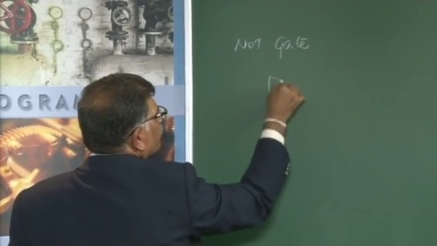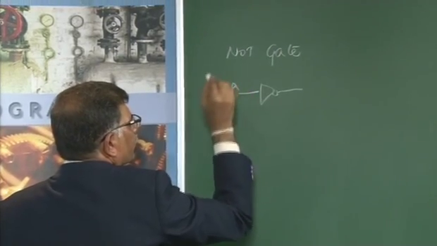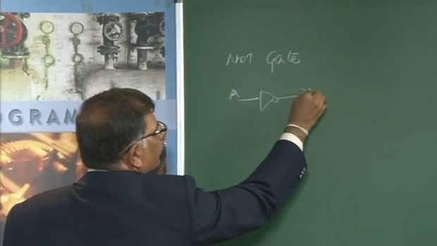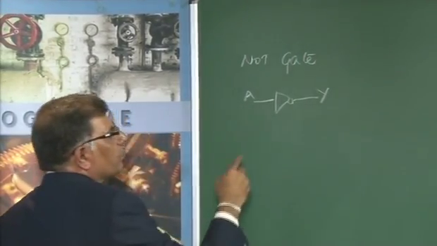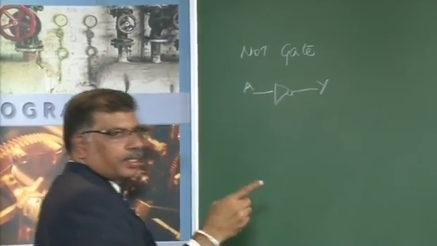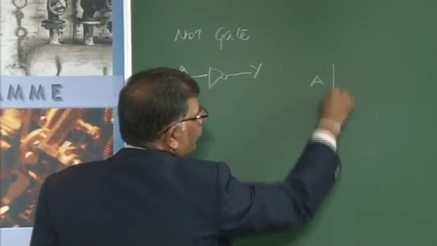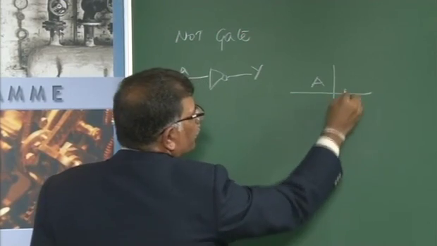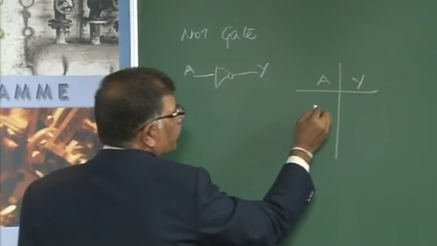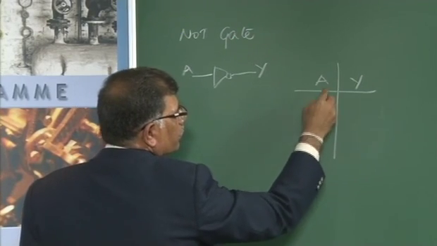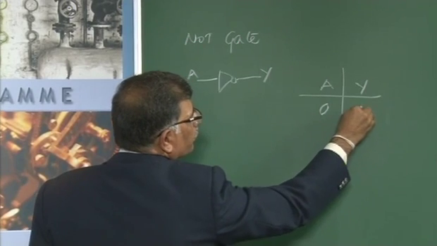The symbolic representation of the NOT gate is this: when I give a logical variable A as an input, I get an output Y. As I said before, the output is represented in a truth table to understand how it functions. The left side has the inputs and the right side has the output. Because only one variable is there, if I give an input of 0 to this logical variable, the NOT gate will give an output of 1.